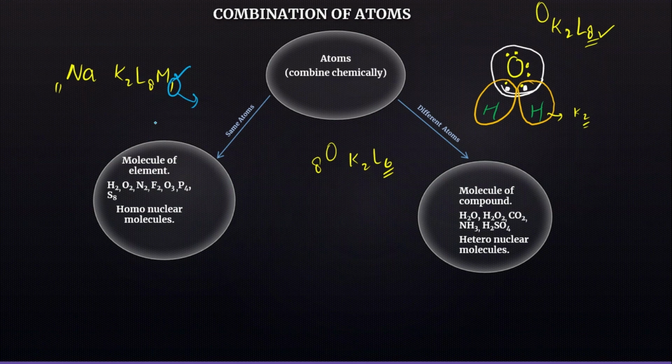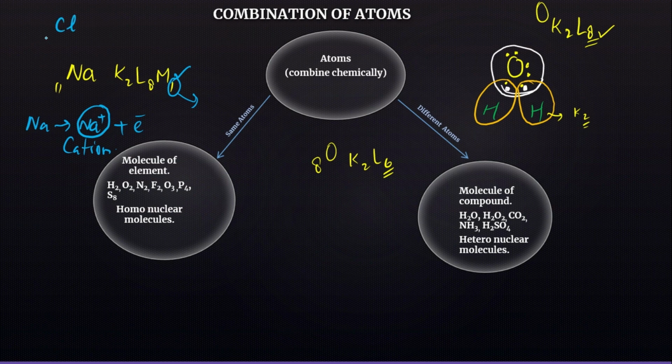So it prefers to lose the M electron. So it loses one electron, and sodium, after the loss of one electron, forms Na positive. This is a sodium cation. How an atom converts into a cation or an anion, I already taught you in that video. So please find that in the playlist and go through that first: how an atom converts into a cation, or how an atom converts into an anion.